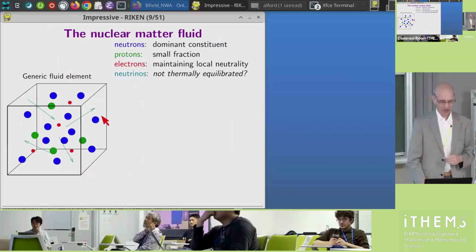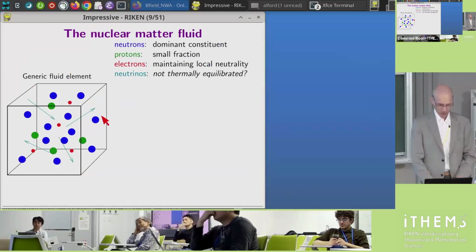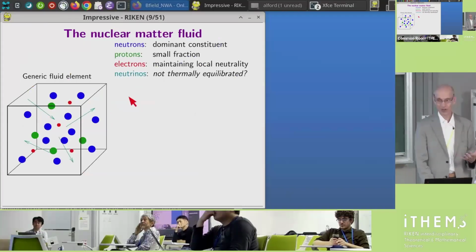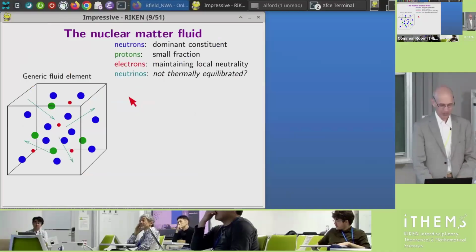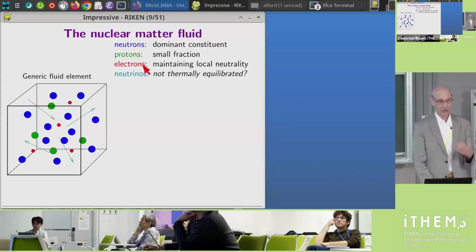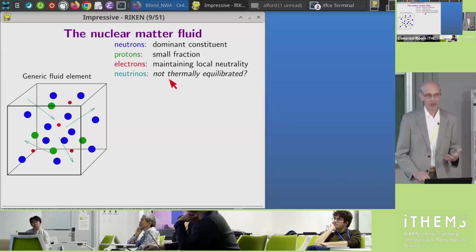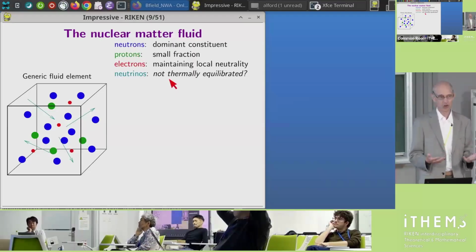Okay, so let's talk about how flavor comes into the story. First, let's make sure we know what we're talking about. What is this nuclear matter fluid whose properties we're studying? As many of you know, a typical fluid element here is mostly neutrons with a small fraction of protons and an equal number of electrons, because it has to be electrically neutral, and maybe some neutrinos, which are generally less likely to be thermally equilibrated. The other particles are thermally equilibrated because they experience strong or at least electromagnetic interactions.